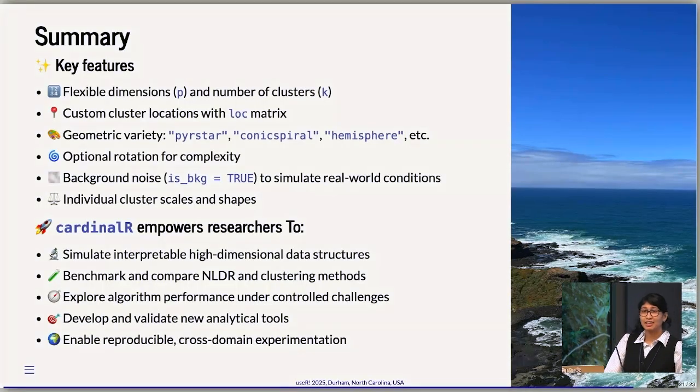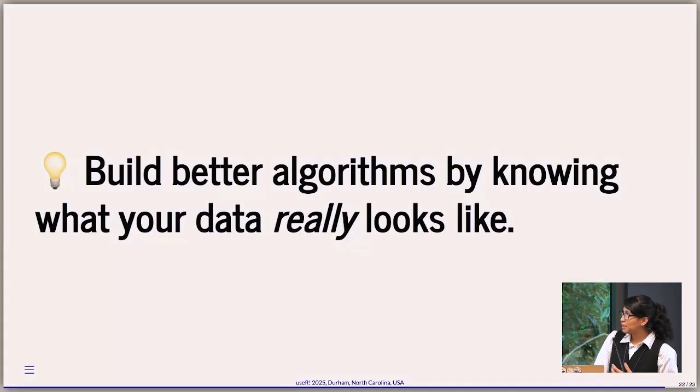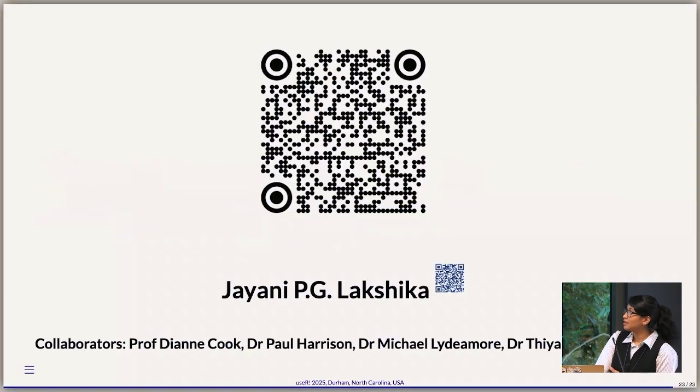And finally, you can use my package cardinalR to generate different shaped data structures in arbitrary dimensions, with different numbers of points and different locations. You can also add background noise and noise dimensions to the data structure, and build better algorithms by knowing what your data really look like.